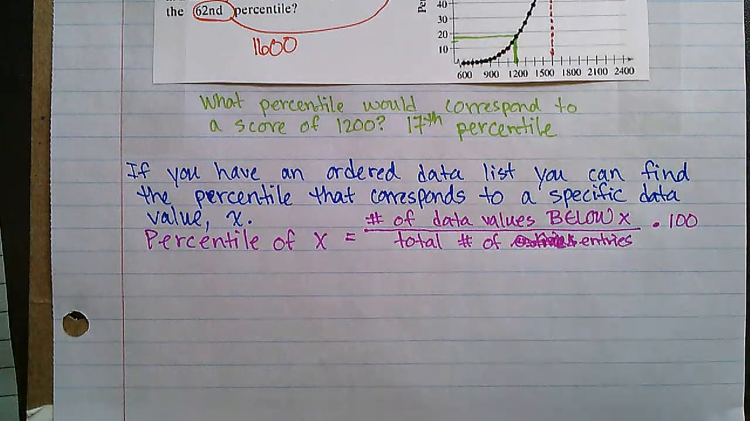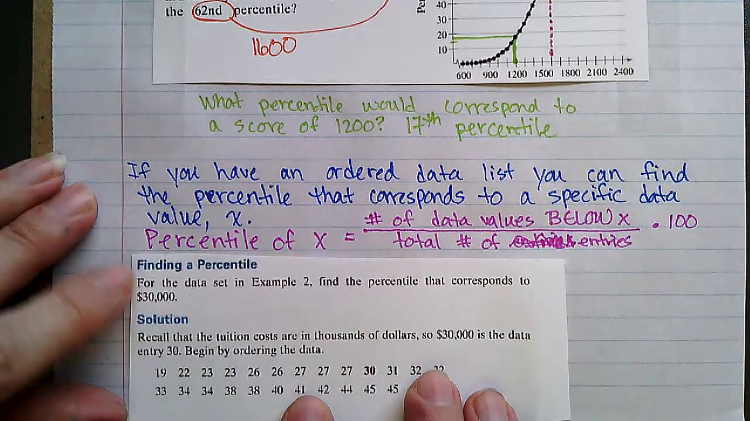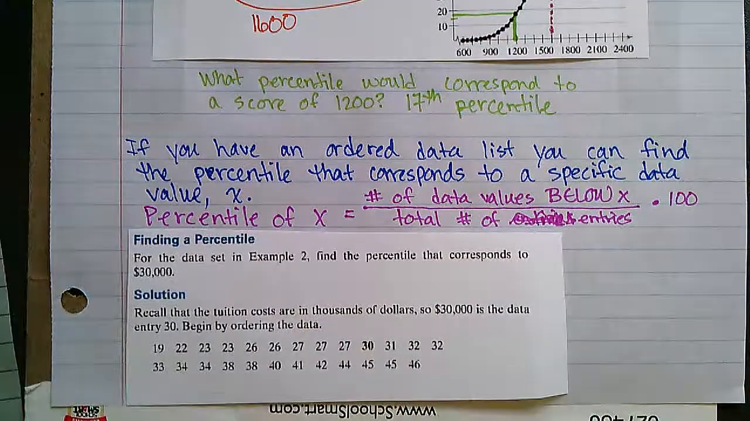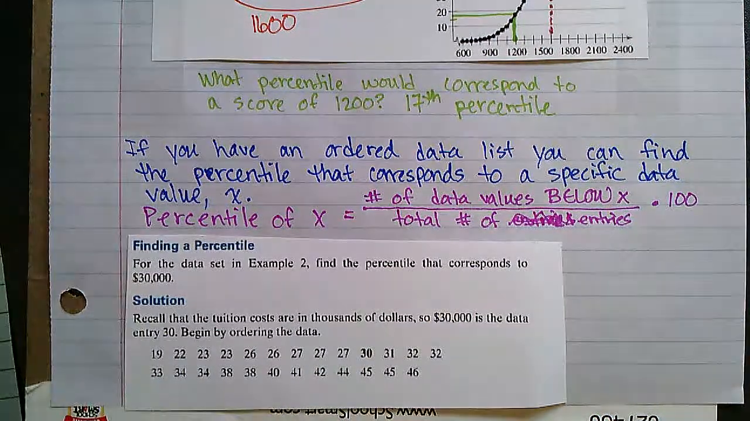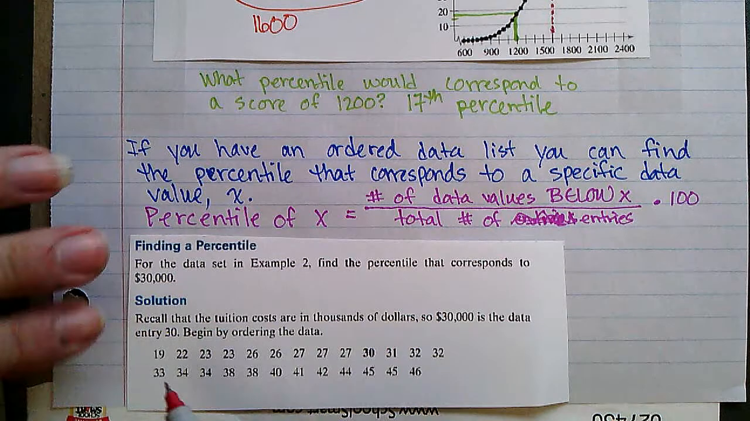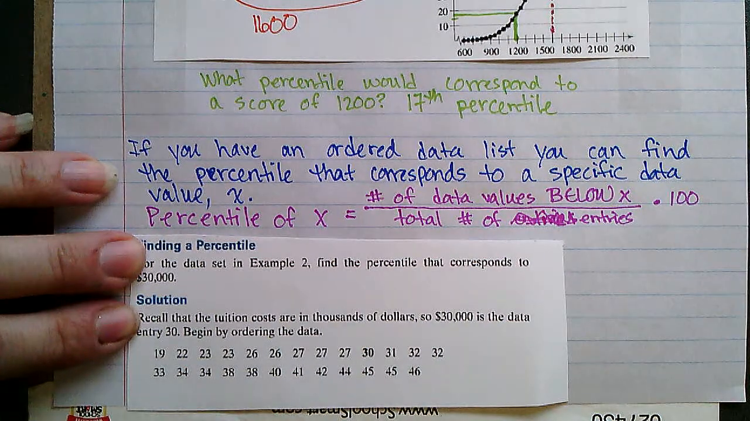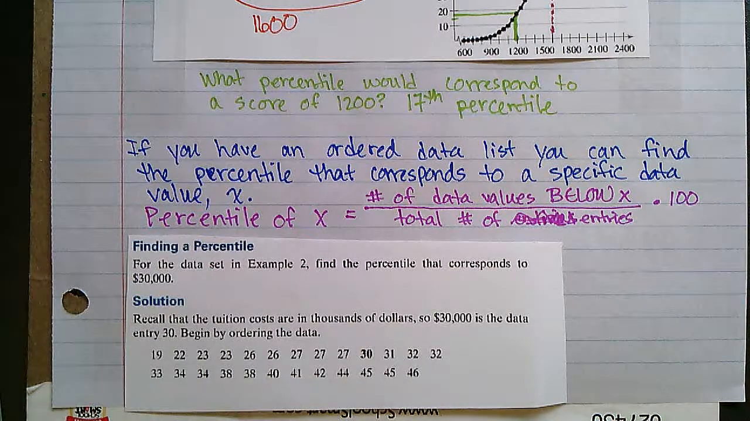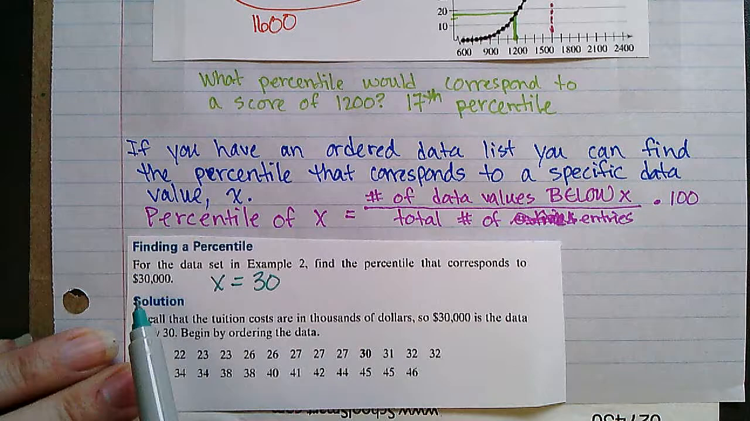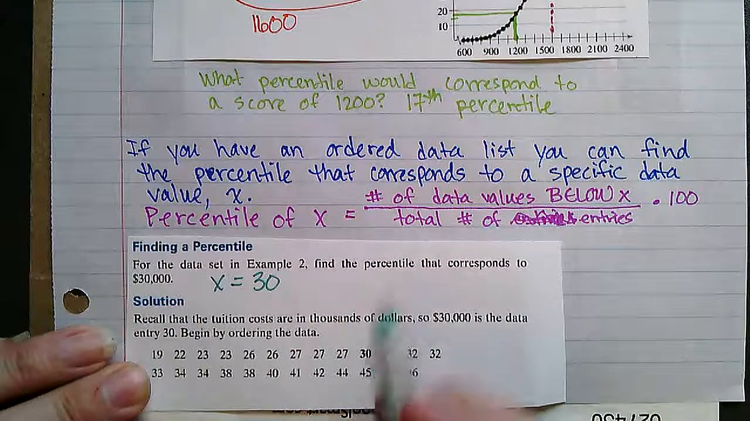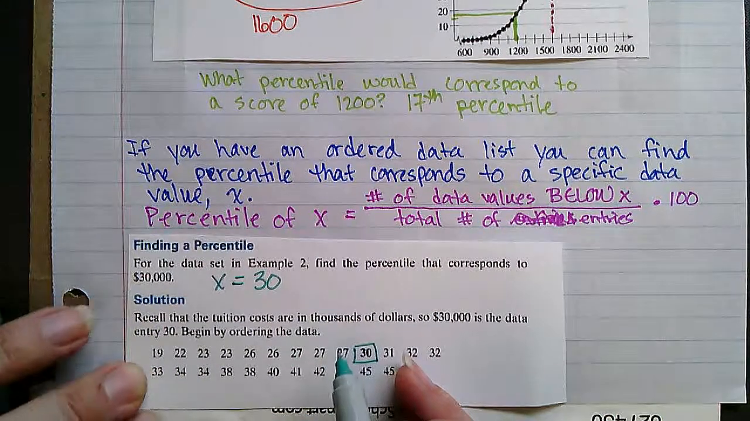So we have an example that we're going to do here. For this data set, we're going to find the percentile that corresponds to $30,000. Our numbers are in order already. So to find our percentile, we're going to need to count the number of data values that are below X. In this case, X is 30 because it corresponds to $30,000. So I find my 30 and I count the number of data values below it.